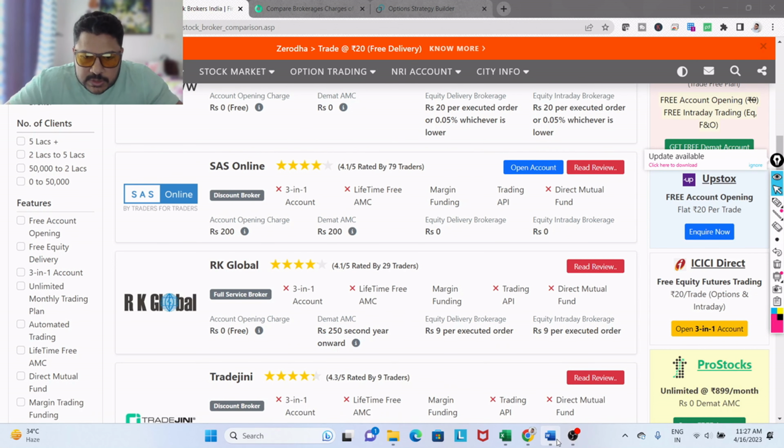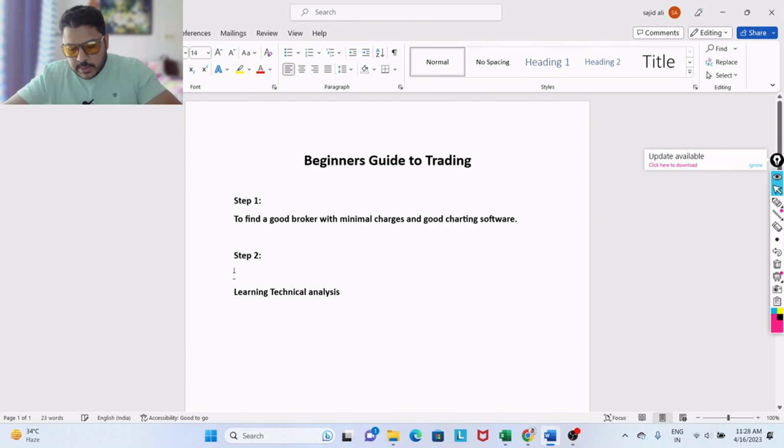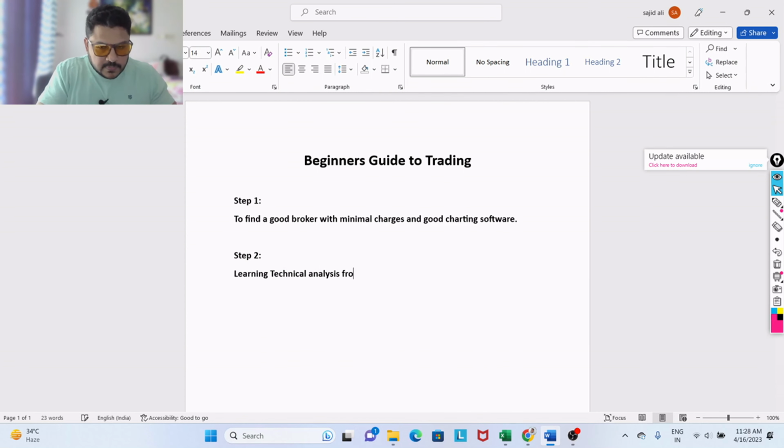Okay, so now let's go to step number 2. Step number 2 is learning. Learning what? Learning technical analysis. This is a very crucial part, and you have to learn it from a paid instructor or a good, fully detailed course, or do NSE certification. So these are the 3 options you have.